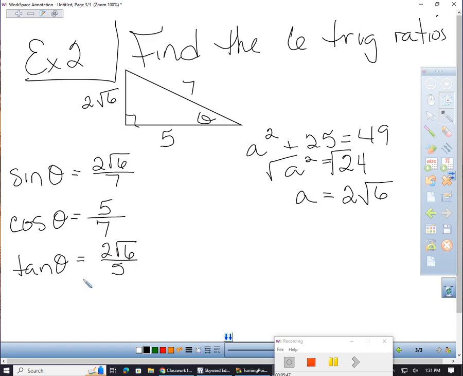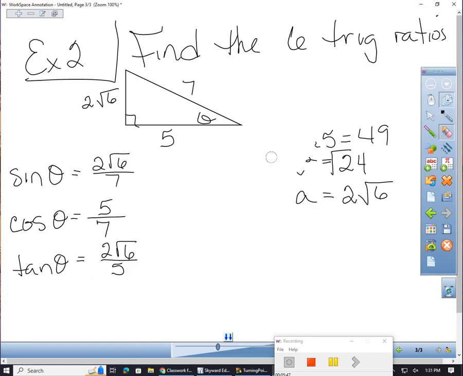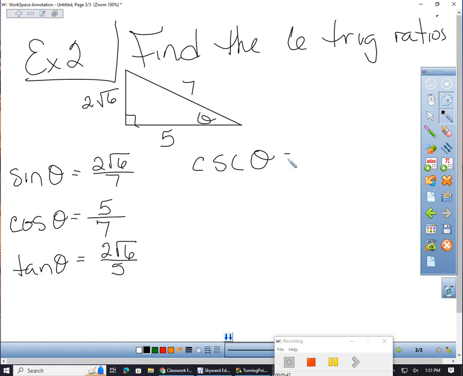All right, let's do our other ones. I'm actually going to move this for a second to get that out of my way. All right, so we're going to do cosecant of theta is hypotenuse over opposite. 7 over 2 square root 6. What's wrong with that? In the denominator. But here's what I'm going to let you guys do today. Because that's not the point of this lesson, to simplify the radicals. I'm going to have you leave it.